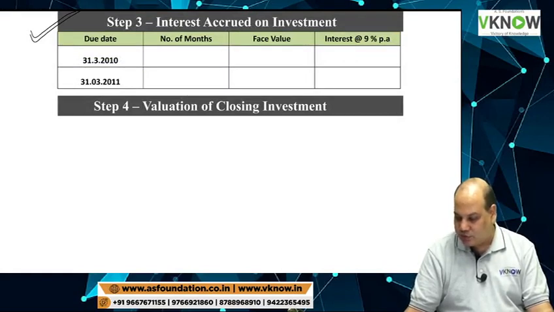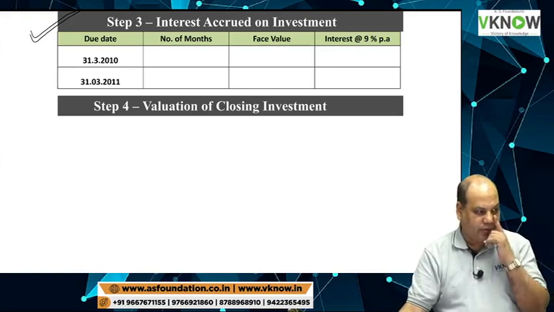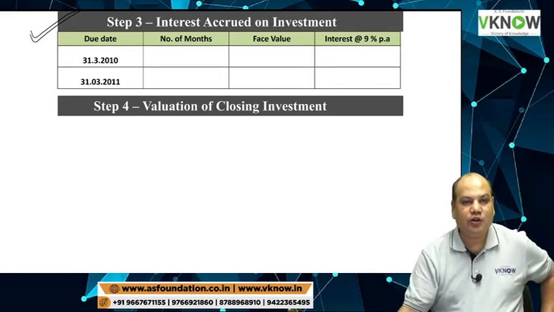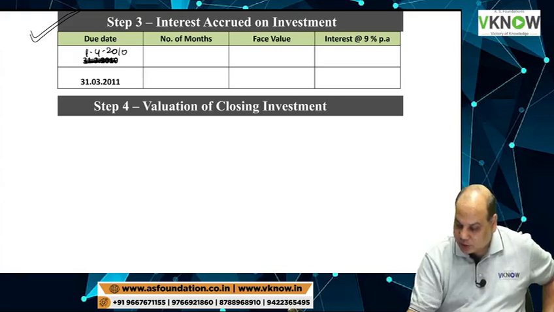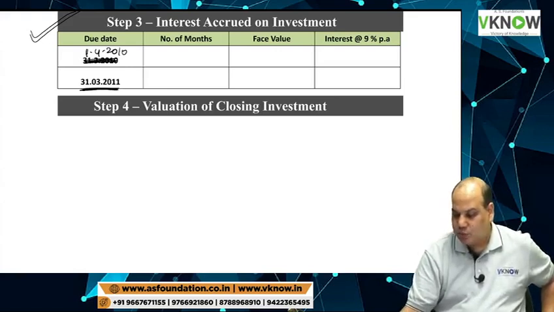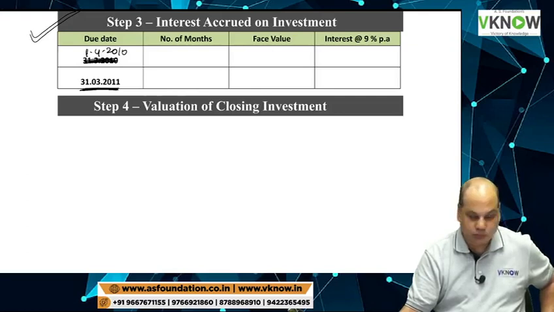Interest accrued on investment. There are two dates on which interest will accrue. One is your opening investment, 1/4/2010, and second is your closing investment. Opening investment is on 1/4/10. Closing investment is 31st March 2011. Draw the format. Due date, number of months, face value, interest at 9%.